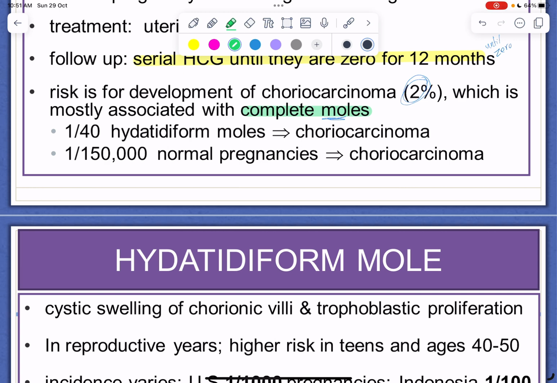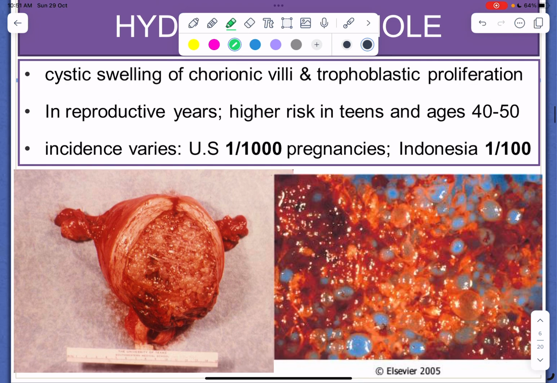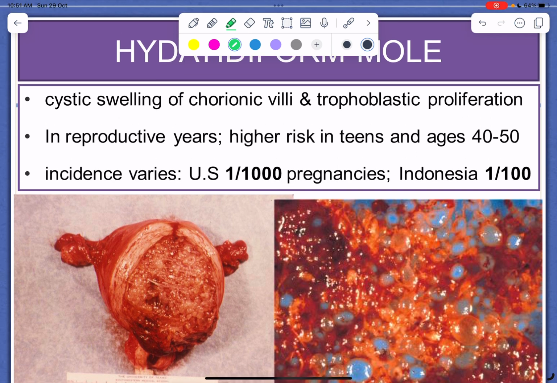Let us talk about the gross and histology of hydatiform mole. Grossly, there is cystic swelling of the chorionic villi and there is trophoblastic proliferation. Mole means cyst. Okay. Answer.